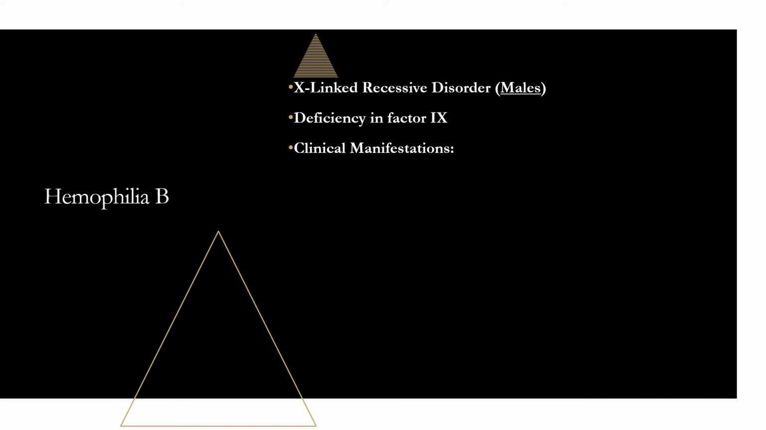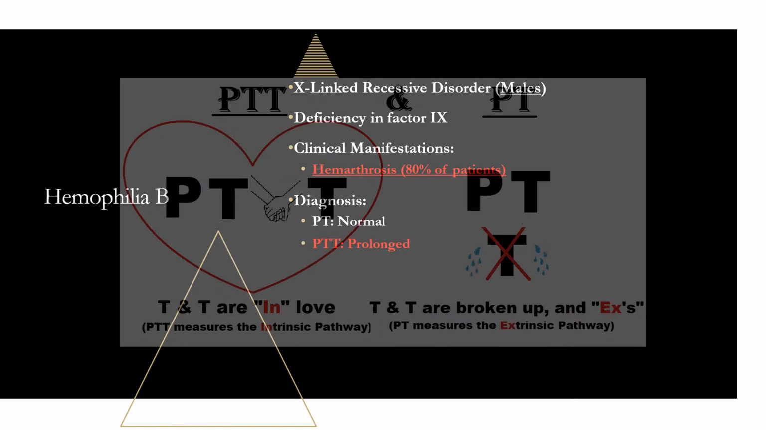Clinical manifestations are going to be the same here. Remember, they're going to bleed, and remember hemarthrosis in 80% of the patients. Diagnosis, identical. PT is going to be normal. PTT is going to be prolonged because it measures the intrinsic pathway, which includes factors 8, 9, 11, and 12. So factor 9 is included in PTT.